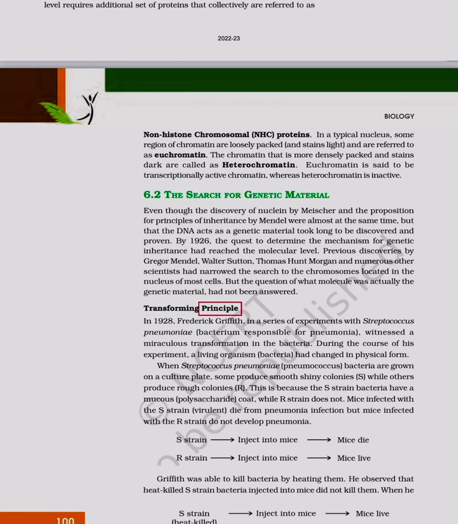Transforming principle. In 1928, Frederick Griffith, in a series of experiments with Streptococcus pneumoniae, the bacterium responsible for pneumonia, witnessed a miraculous transformation in the bacteria. During the course of his experiment, a living organism, bacteria, had changed in physical form.